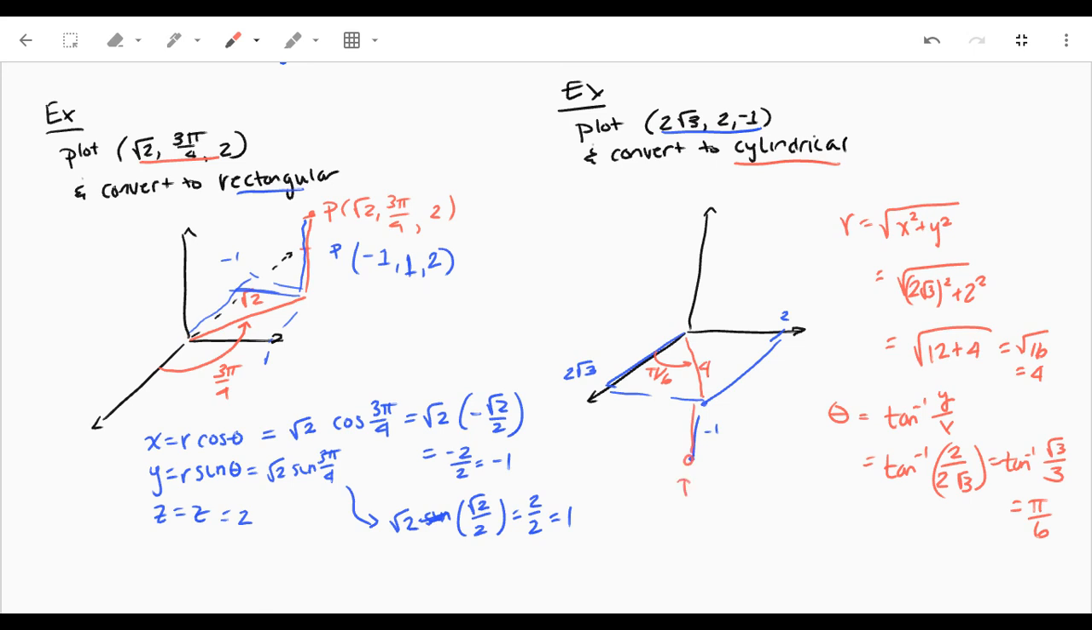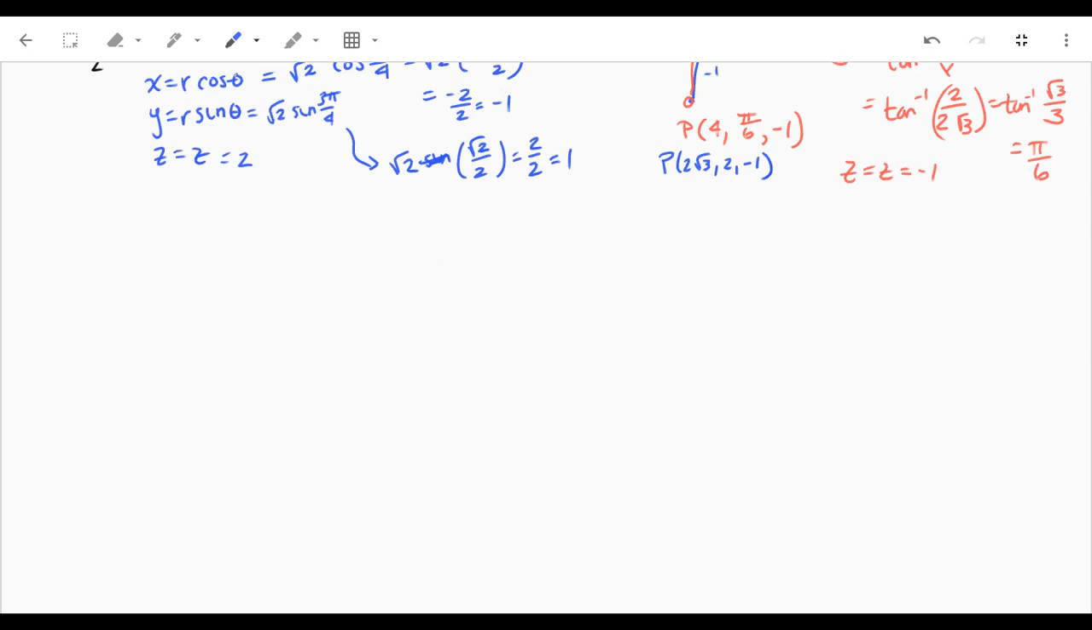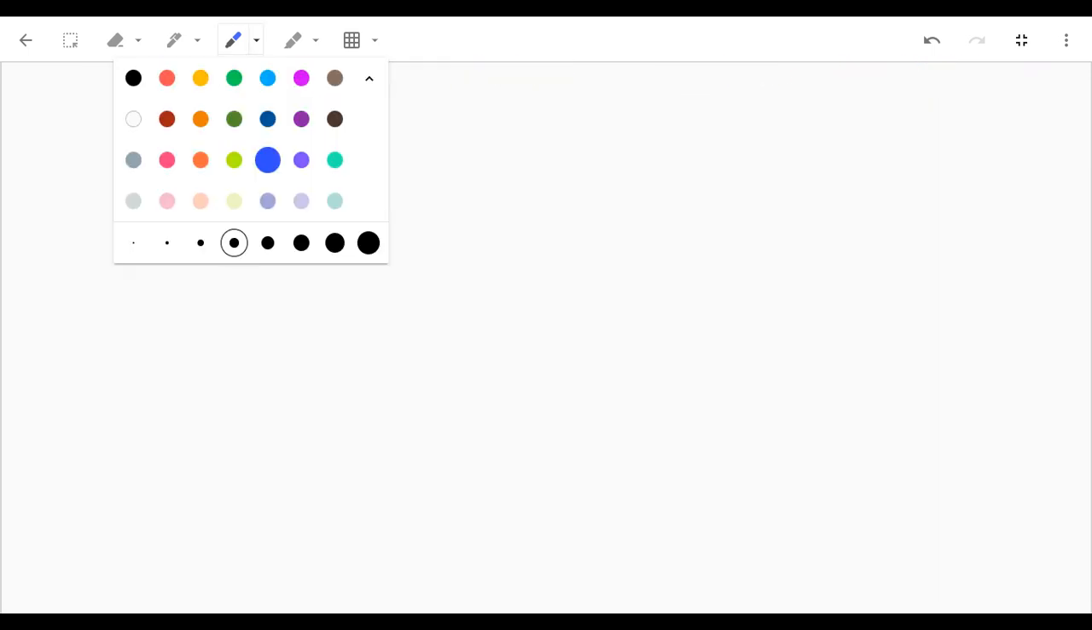Okay, so that same point in cylindrical would be, z is z. Okay, so it'd be 4, pi over 6, negative 1. Okay, and again in rectangular, that would be 2 root 3, 2, negative 1. Okay, so we can plot some points now. Next thing would be to take a look at some graphs.